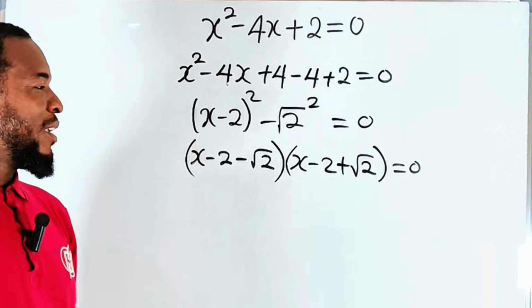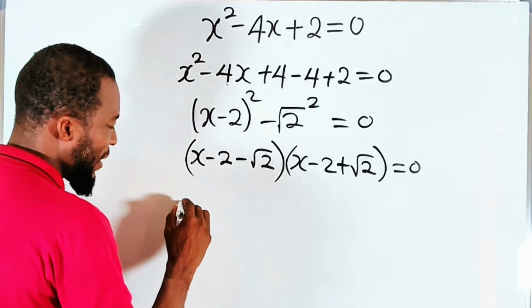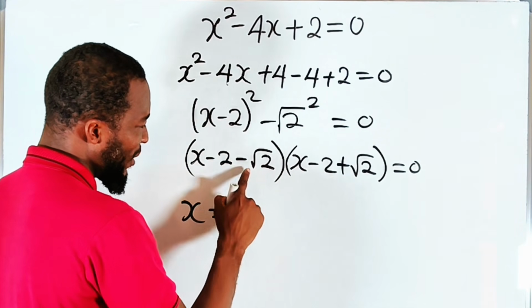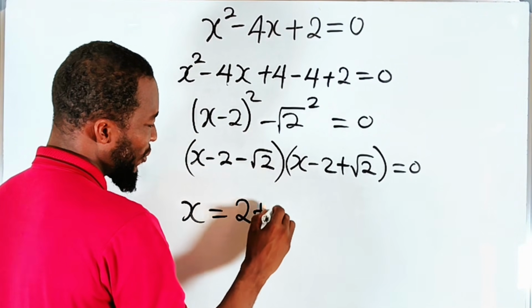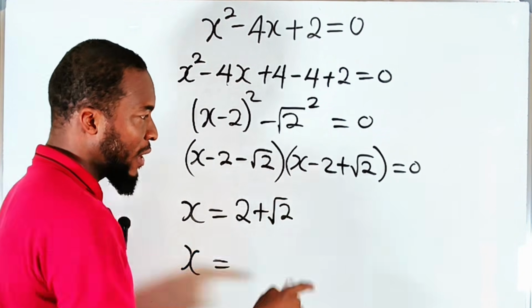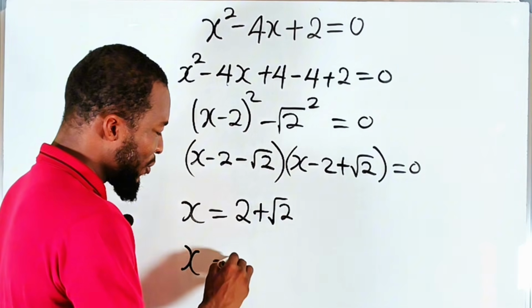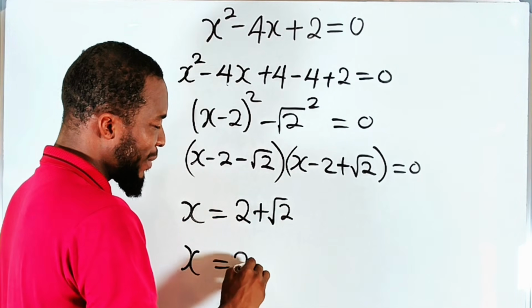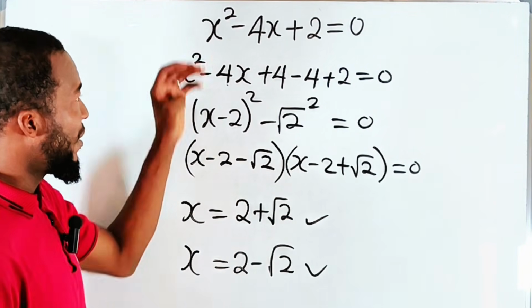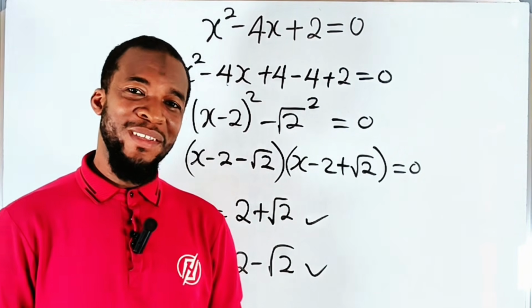Just set each factor to be 0. It implies that x is either equal to, if this crosses over, it becomes +2. This becomes positive square root of 2. This is the first solution. Or the other one, if this crosses over, it becomes +2. If this crosses over, it becomes negative square root of 2. So these are the two solutions to this quadratic equation. Very simple, right?